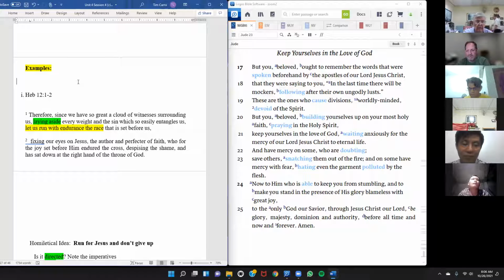So how would you do that then? How could you explain from the passage so your hearers could see it from the text? You have to use other words to explain it to them. You have to say, in the Greek you can see, let us run with endurance. Let us run is the main verb. You have to add a lot of words to explain.